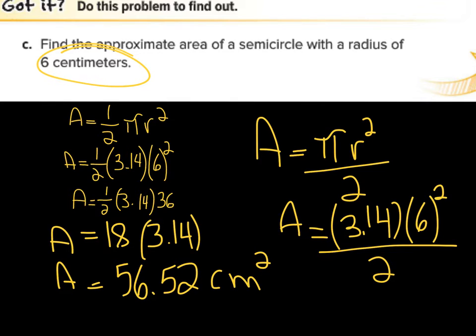If you chose to do it the other way, by using this formula, you replace pi, you replace your radius, squared, you solve for this, so 6 times 6 would be 36, times 3.14, and you divide that by 2, and you will get 56.52.